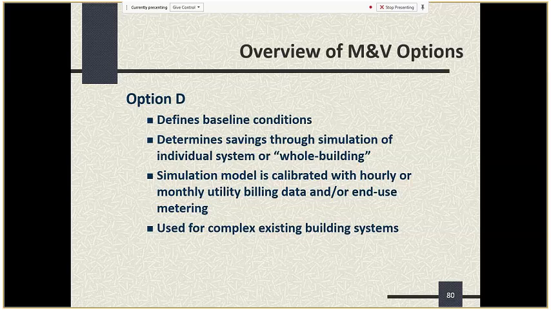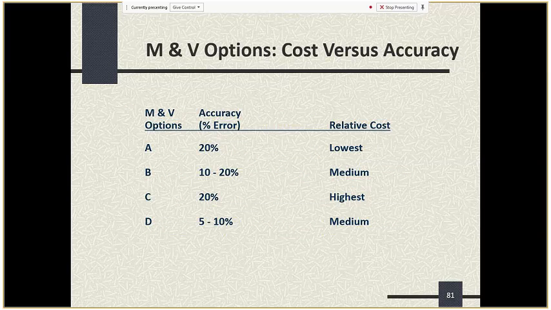We could go to slide 81. Here you can see relative cost versus accuracy of the different methods, and to some extent, this shows you if you use option A, it should be accurate to plus or minus 20%. It sometimes can be better than that, depending on how large a sample you're taking. Option B, 10 to 20%. Option C, 20%. Option D potentially gives you probably the lowest errors if you have a really good model, but medium in cost, option B, medium in cost.